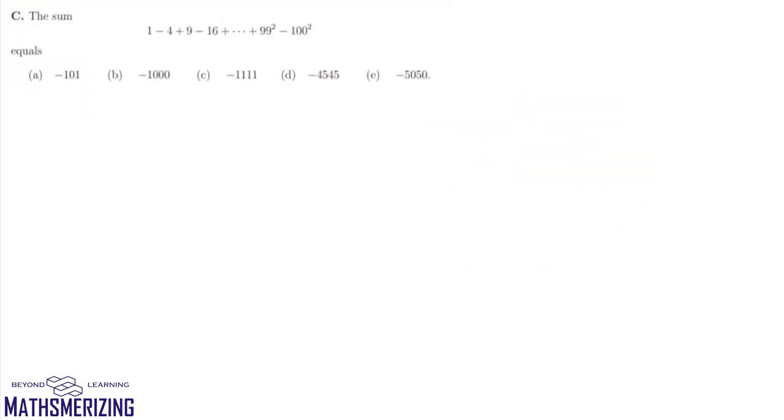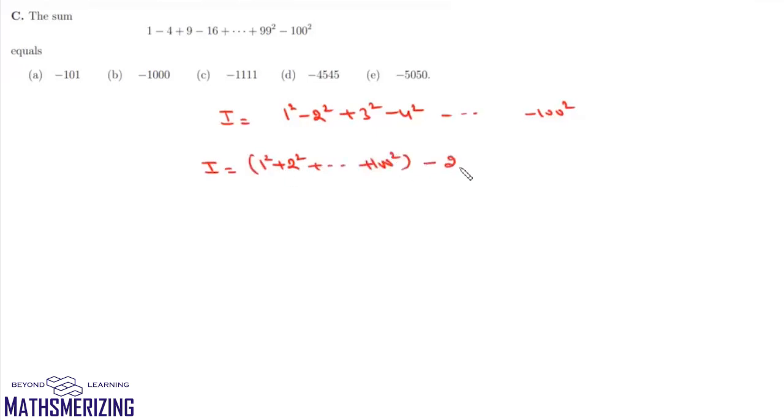Now question number 1c is, we need to find the sum of this series. We can write the series as 1 square minus 2 square plus 3 square minus 4 square, and this series goes all the way up to 100 square. Now we can rewrite the series as (1 square plus 2 square up to 100 square), and then minus 2 times (2 square plus 4 square up to 100 square).